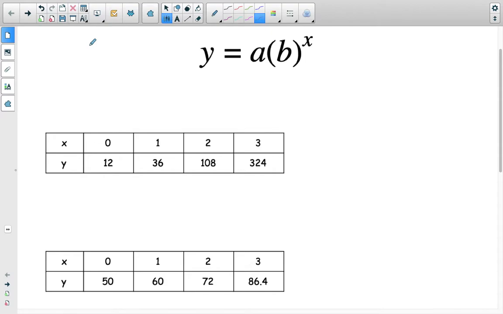This video is on exponential growth. The exponential equation of y equals a times b raised to the power of x represents exponential growth and decay. The difference between growth and decay is the b value.